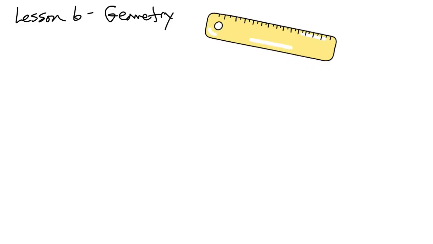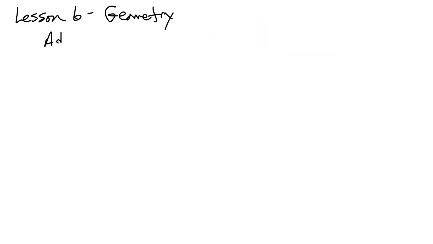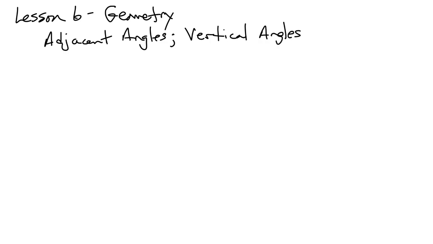And so in this lesson, we looked at adjacent angles. Those are angles that are next to each other. They have the same vertex and share a side. We talked about vertical angles. Those are angles that are formed by lines that intersect and they're across from each other and they are equal to each other. We talked about complementary.